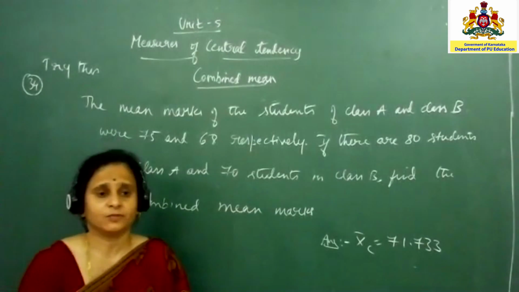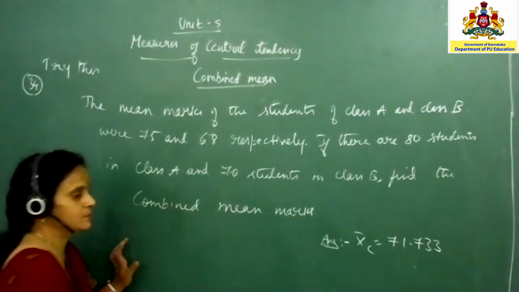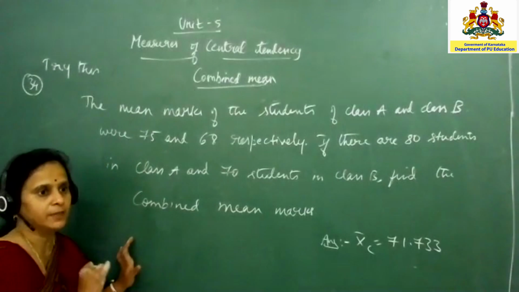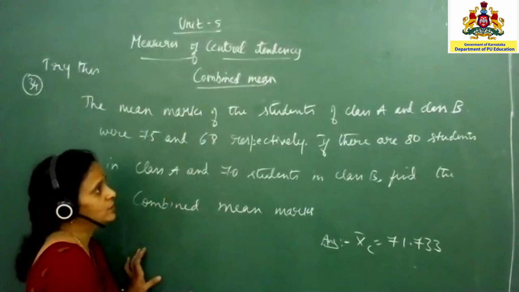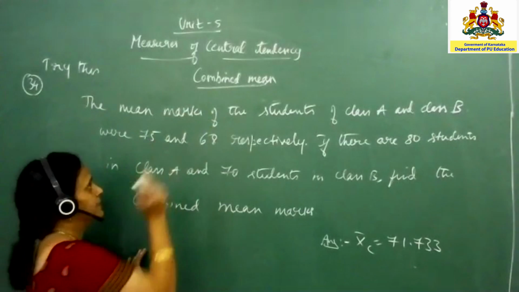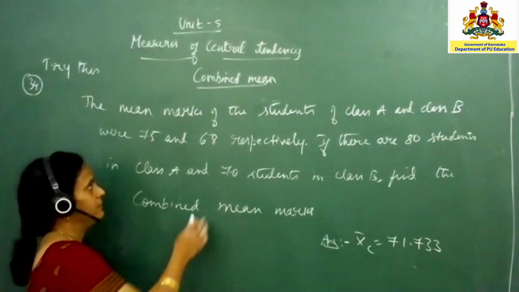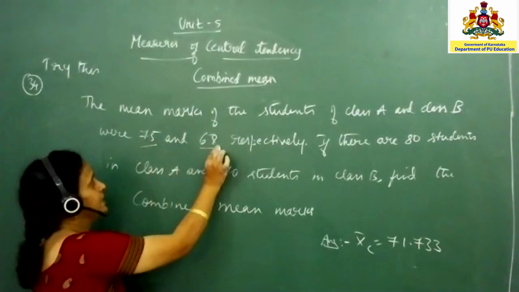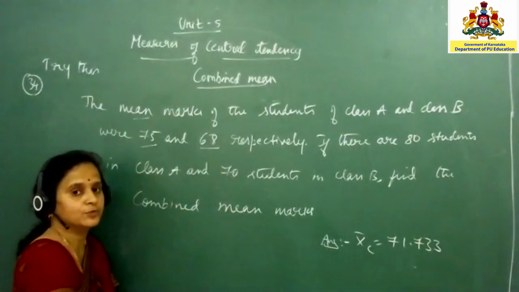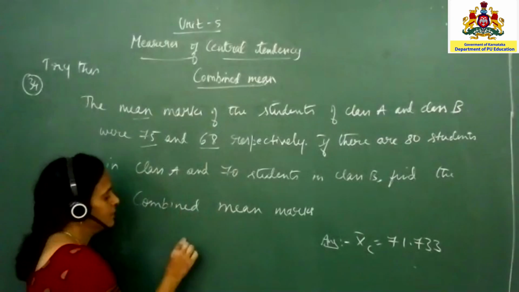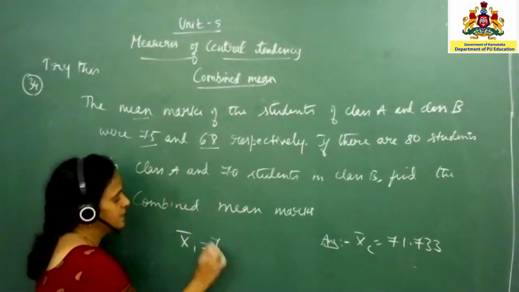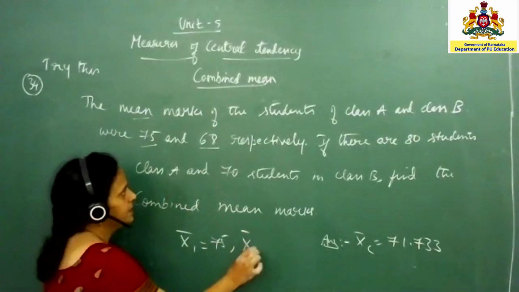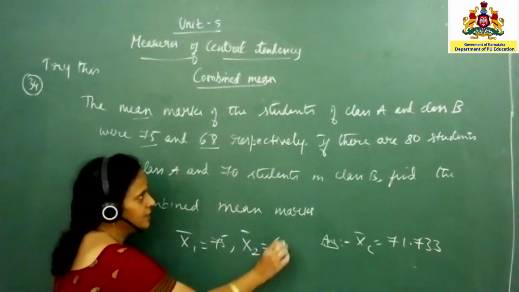Similar to the previous one, okay? So try this problem based on the combined arithmetic mean formula. The mean marks of the students of class A and class B were 75 and 68 respectively. So this 75 and 68 represent the mean values. As there are two values, the first one I will take as x bar 1 for the solution. So x bar 1 is 75 and x bar 2 I'll take as 68.